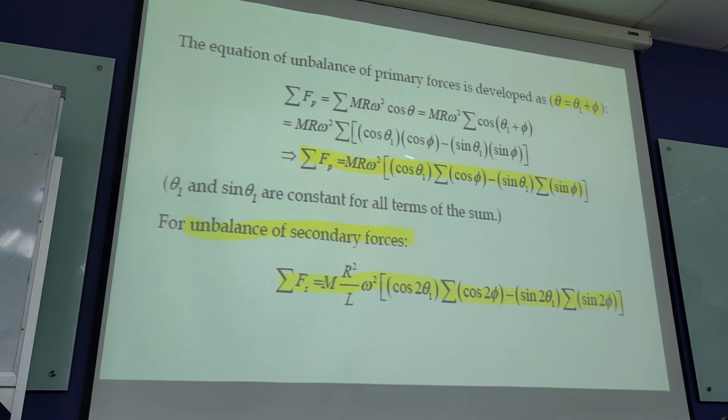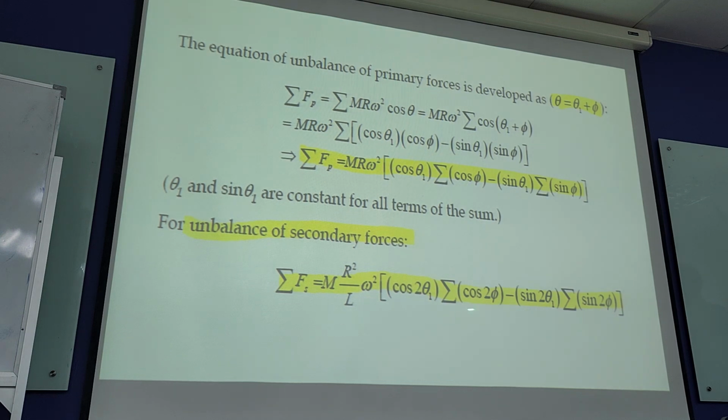Now the sum of the primary forces we can write like this. To make the primary forces zero, we have to make the sum of cosine phi zero and the sum of sine phi zero, because all other terms cannot be zero. Then the primary force acting on the inline engine will be zero. So it all depends on how the cylinders are oriented.